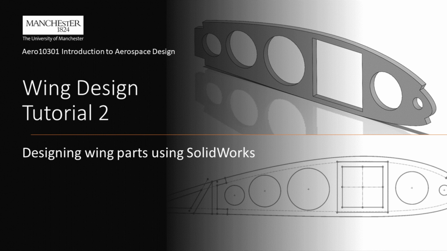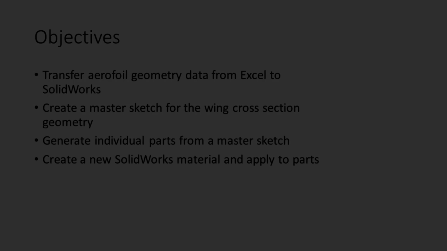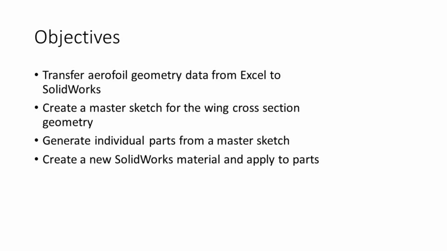Welcome to Wing Design Tutorial 2, Designing Wing Parts using Solidworks. The objectives of this tutorial are to transfer aerofoil geometry data from Excel to Solidworks, then to create a master sketch for the wing cross-section geometry, then to generate individual parts from this master sketch, and then finally create a new Solidworks material and apply it to these new parts.